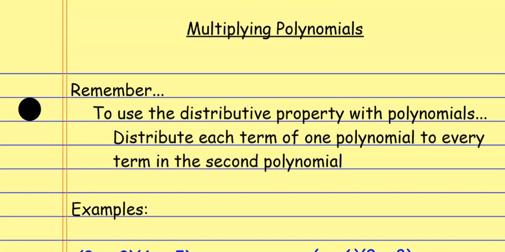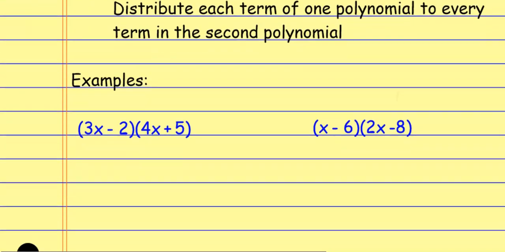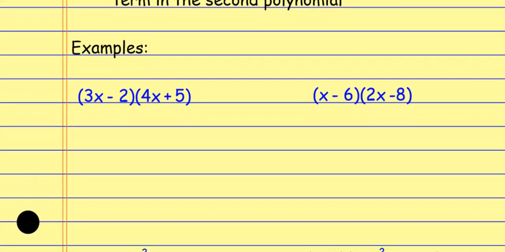And so looking at something like this, remember to use the distributive property with polynomials, we just have to distribute each term from one polynomial to each of the terms in the other polynomial, okay? And so the idea here is we just take each term one at a time and distribute it, all right? For example, if we look at something like these, I want to distribute each of the terms from one polynomial. So right here, I have two terms. I'm just going to distribute each of them.